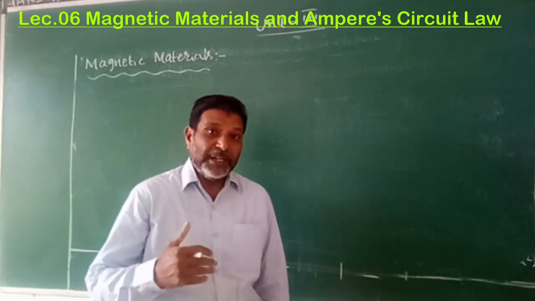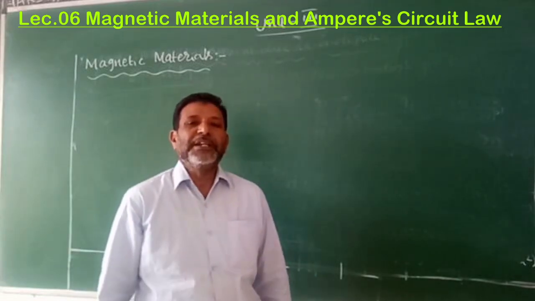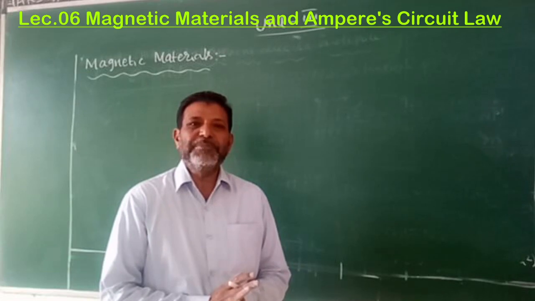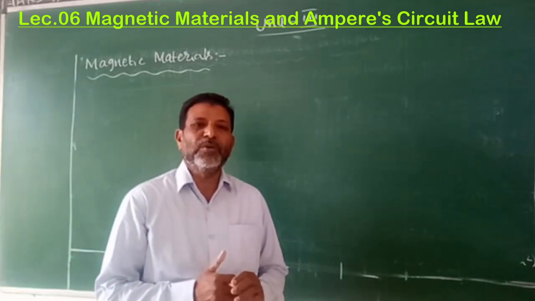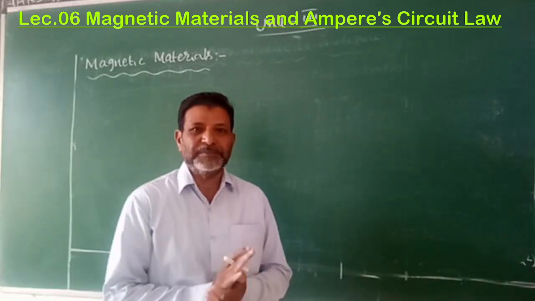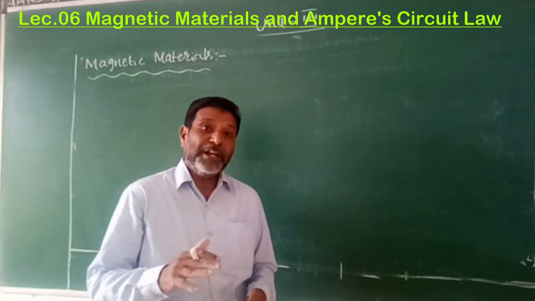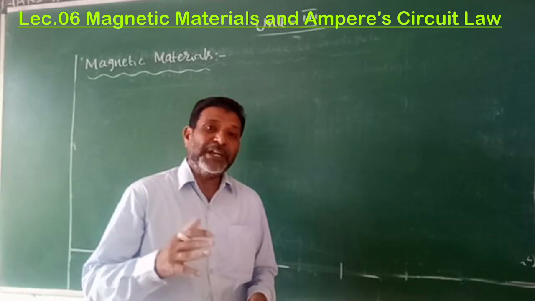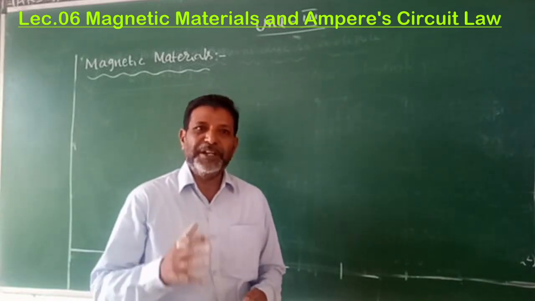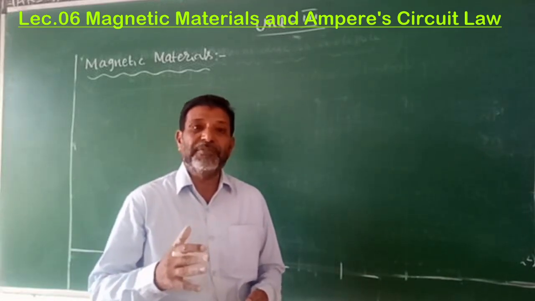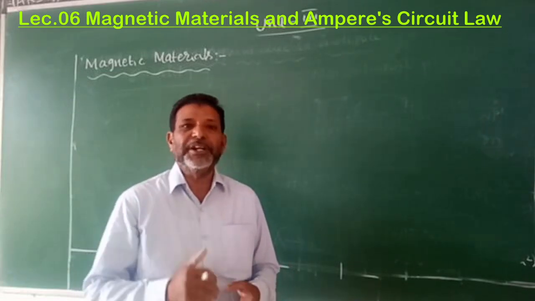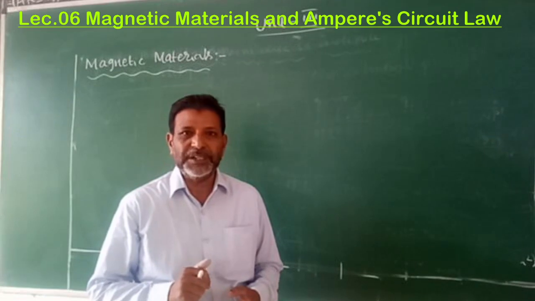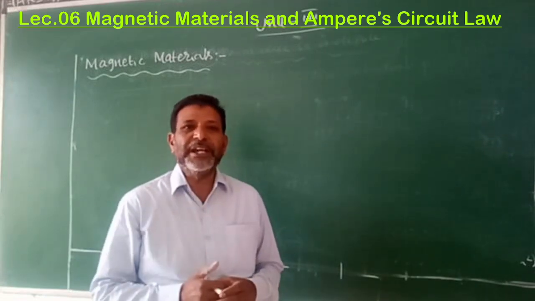What do you mean by magnetic material? Any material which can be converted into a magnet, such materials are known as magnetic materials. Depending upon the behavior of the magnetic properties, the materials are divided into three categories. What are those three categories?